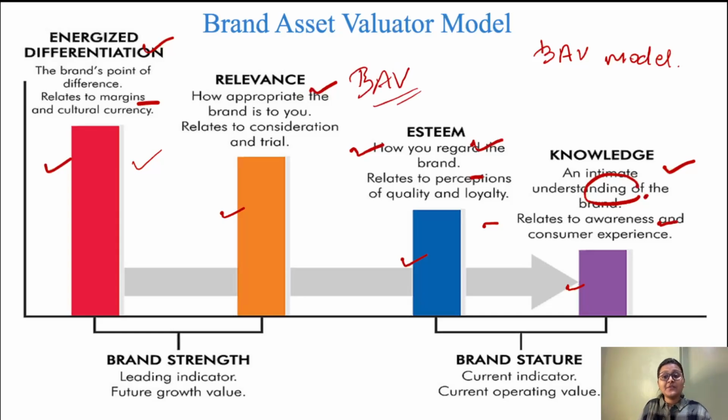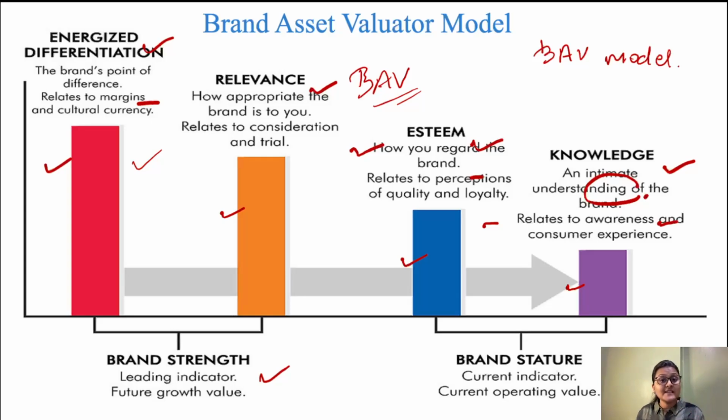Now the very first two, energized differentiation plus relevance, come under brand strength. This predicts the future potential of the brand, where the brand could be in the next 10 years. This is understood by brand strength. A brand with higher strength is likely to grow and succeed in the future.